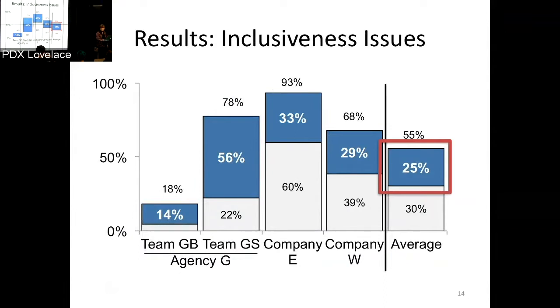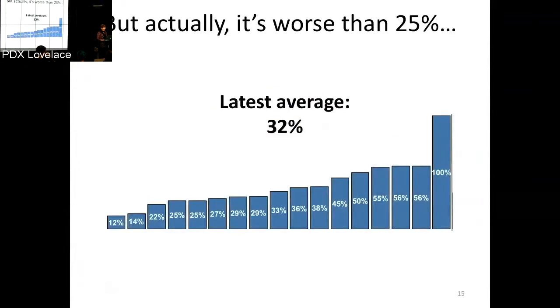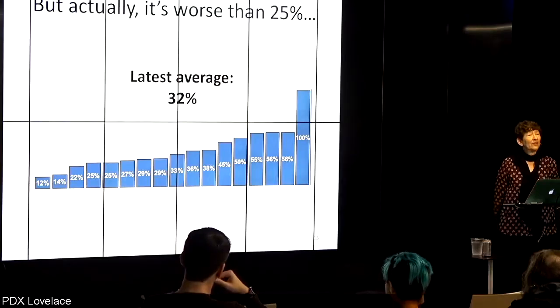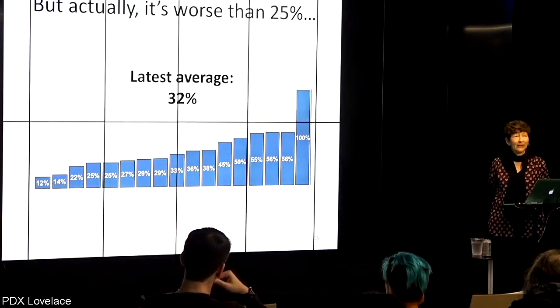But actually the answer is even worse than that. Since that time, I did more studies, and now I have 17 teams here. Their average is 32%, 1 out of 3. This is people evaluating their own software themselves. The 0 doesn't show up. Oh, that's right, there isn't one.